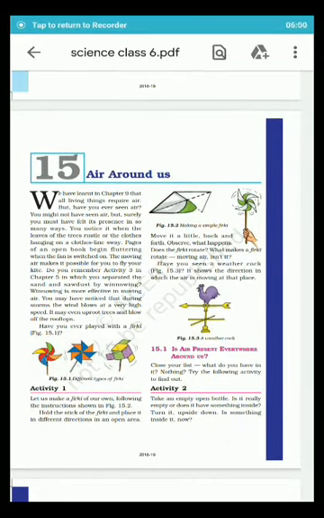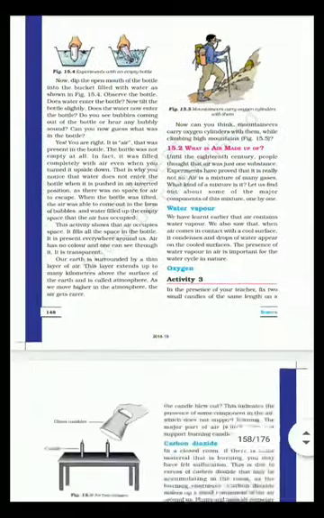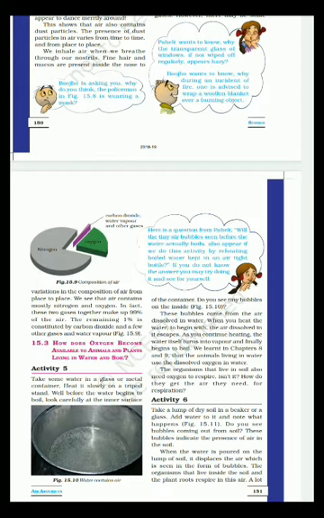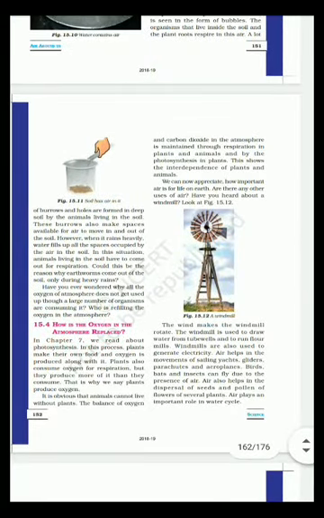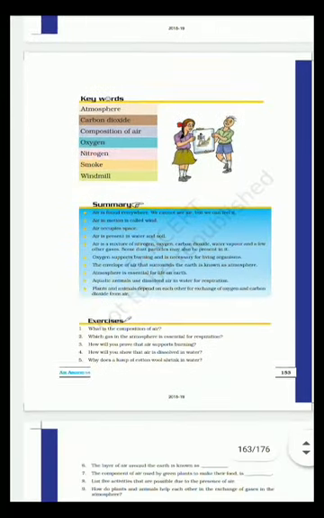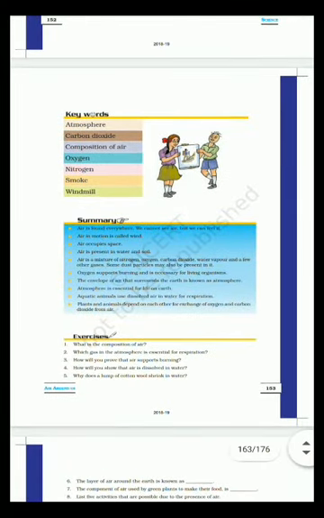Air Around Us. Since it is Class 6 NCERT, all the important points are given in the summary section. We can see the summary section further because we are lacking time. So we can see the summary section quickly and we can finish the Class 6 NCERT science. And we need to start Class 7 also.